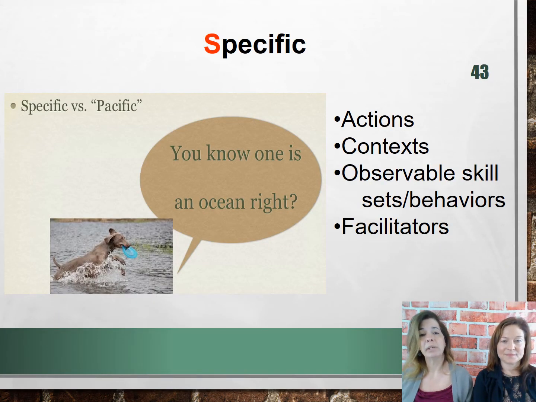So let's talk a little bit about specific. It's really important when we look at the language we use in our goals, the first thing we need to do is focus on a specific skill or skill set. We need to use specific action verbs instead of saying generic things like student will improve, student will increase. Those are generic. They're not specific enough as to what we want the child to gain. It's very important. So if you look at this picture here, it's not just a dog in the water. It's a Weimaraner catching a frisbee in his mouth in the Pacific Ocean. That's very specific, right?